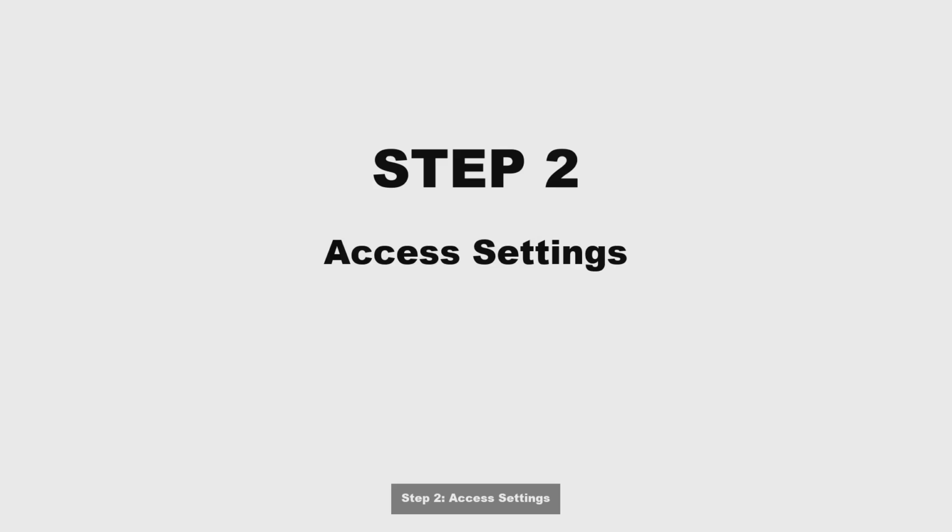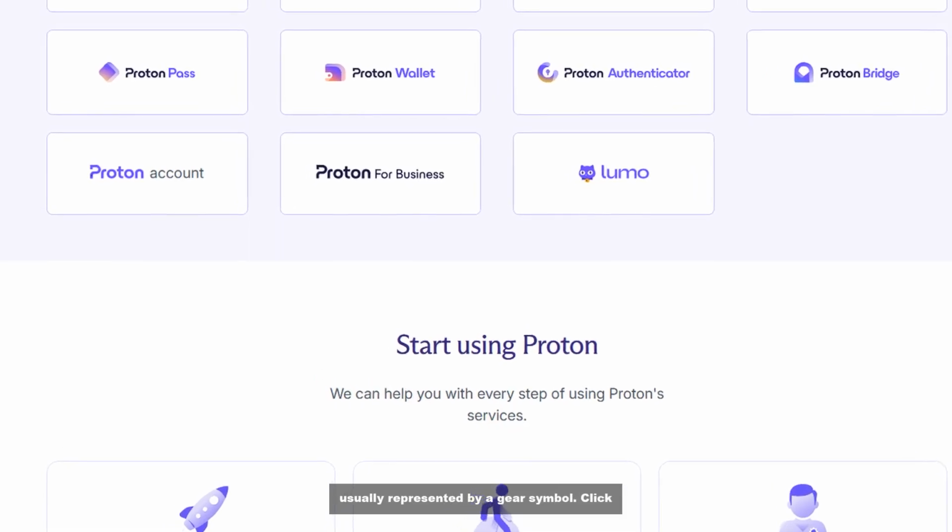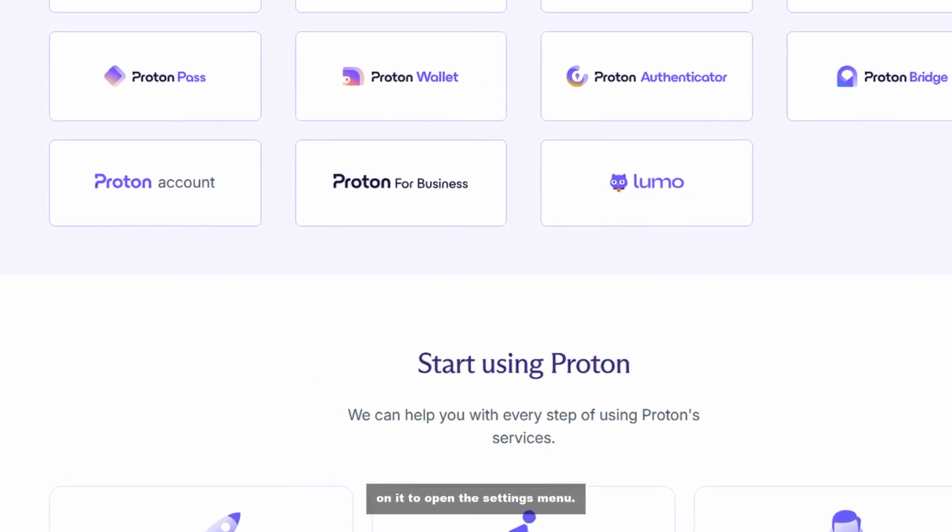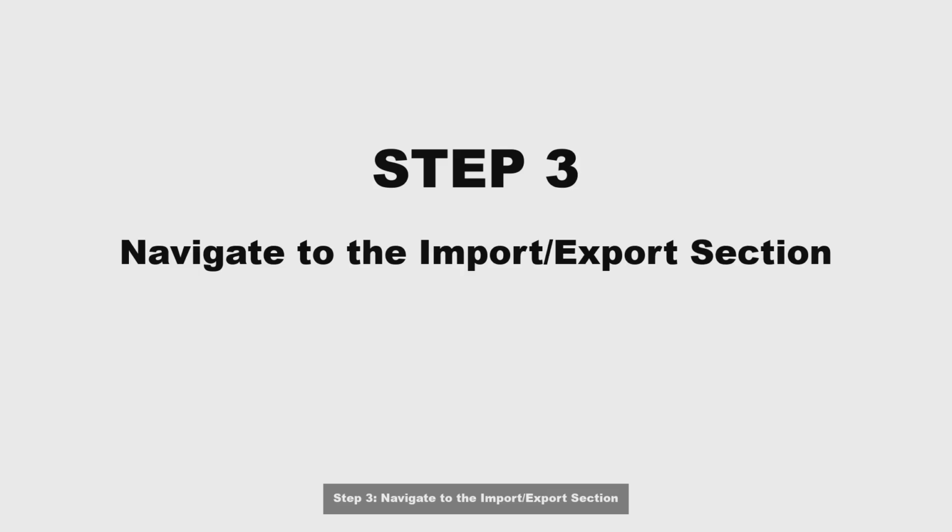Step 2. Access settings. Once logged in, locate the settings icon, usually represented by a gear symbol. Click on it to open the settings menu. Step 3. Navigate to the import/export section. In the settings menu, find the import/export tab. This section allows you to manage your data downloads and imports.